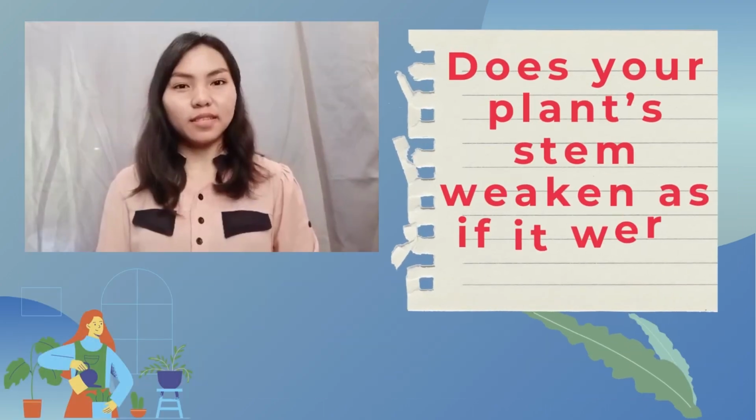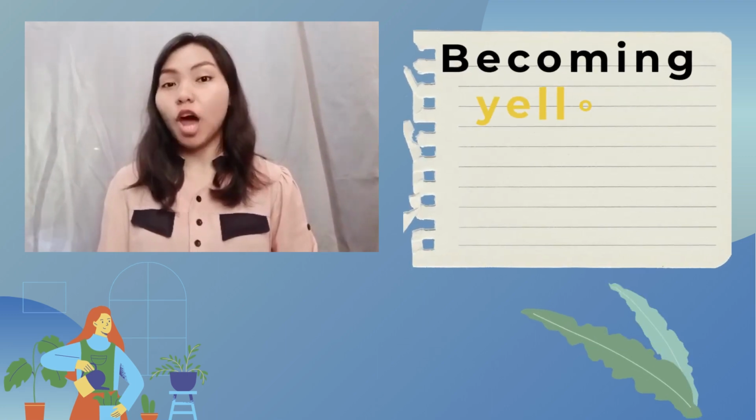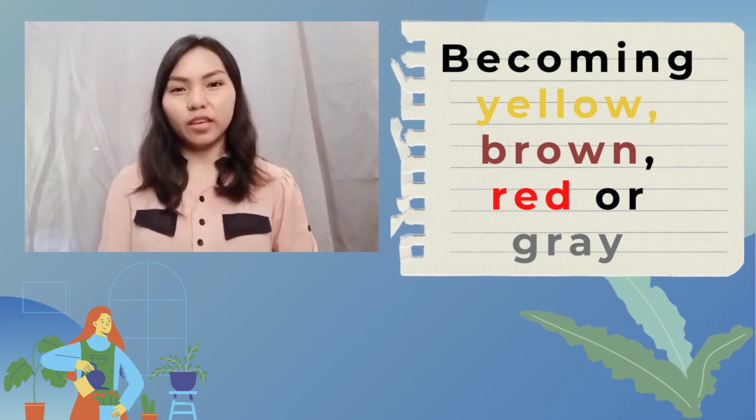Does your plant stem weaken as if it were lifeless? Does the color of the leaves change, becoming yellow, brown, red, or gray? Then it might be due to wilting.